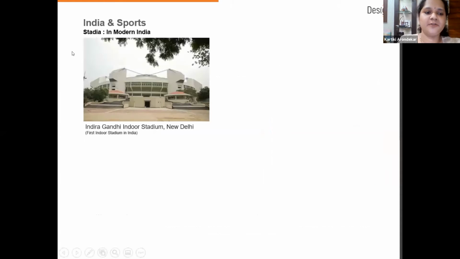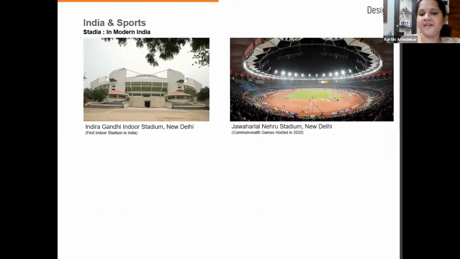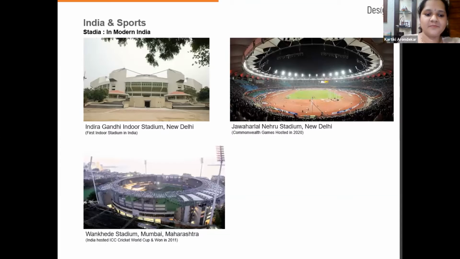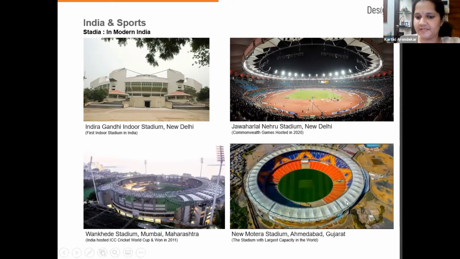Stadia in modern India: I'm just running you through the best stadia in India. Indira Gandhi Indoor Stadium is one of the first indoor stadiums. Jawaharlal Nehru Stadium, because we hosted the Commonwealth Games there. Wankhede Stadium, of course, where we won and hosted the ICC Cricket World Cup in 2011. And New Motera Stadium, which everybody knows for the capacity and the grandness of this complex.